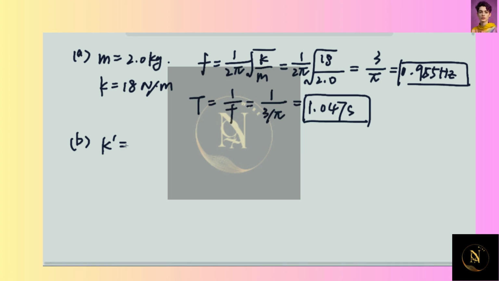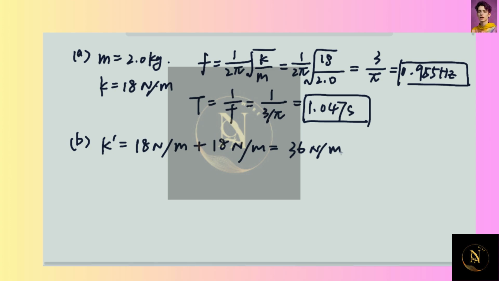So if we name the new total spring constant K prime, we're going to have 18 newtons per meter plus 18 newtons per meter, because the new spring also has the same spring constant, and we just add together. So 18 plus 18 gives us 36 newtons per meter. That's our new spring constant.